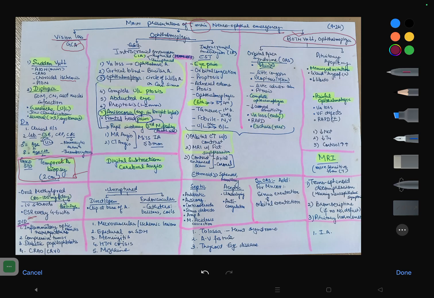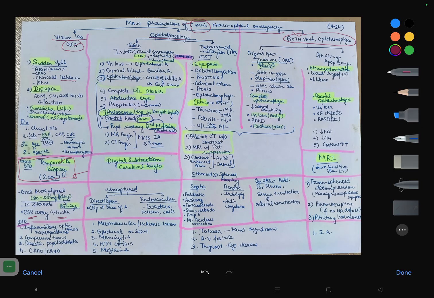ESR has to be repeated every 4 to 6 weeks if it is diagnosed as GCA and the patient is on steroids. What can be the DDs for it? It could be inflammatory optic neuritis. Second DD can be a compressive tumor. The third DD can be diabetic papillophlebitis, and the fourth DD can be CRAO or CRVO when there is a vision loss.